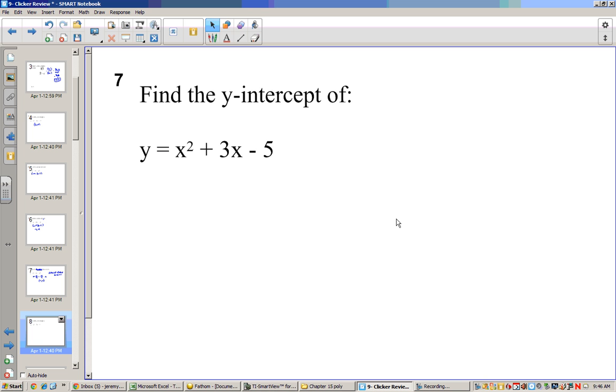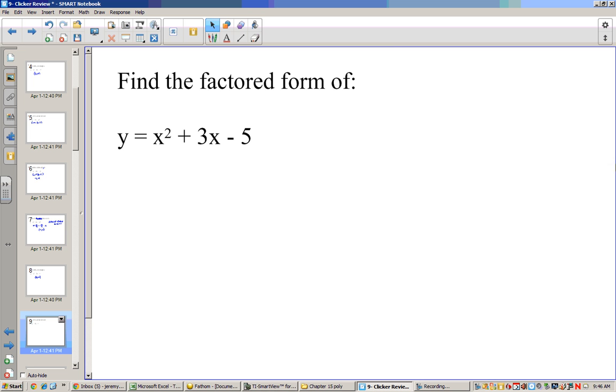Now let's just run through the whole system again. Find the y-intercept. Hopefully you paused the video and you got (0, negative 5). Find the factored form. Now instead of factored, maybe we should say intercept form, because this one you can't really factor. So we use the quadratic formula.